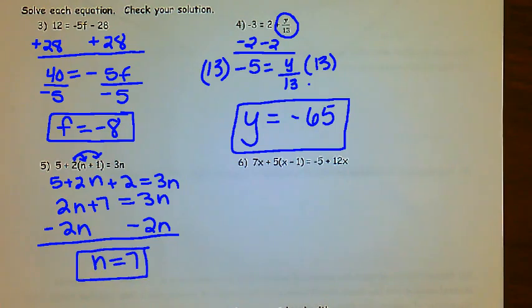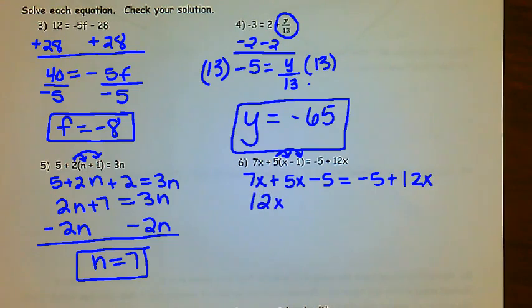Okay. Similar problem right here. Let's distribute that 5. So we get 7x plus 5x minus 5. And that's all going to be equal to negative 5 plus 12x. So let's keep simplifying. So we get 12x minus 5 is equal to negative 5 plus 12x.